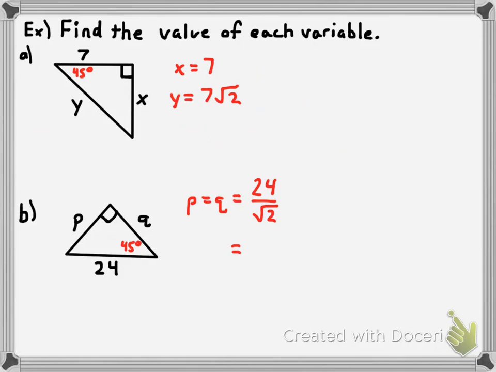Another way of looking at this is you could have written this. The leg P times the square root of 2 is equal to the hypotenuse, 24. And then if you solve that equation for P, it would be what I have right here, right? So divide the hypotenuse by the square root of 2 in order to find the length of the leg. Now, remember that you can't leave radicals in denominators.